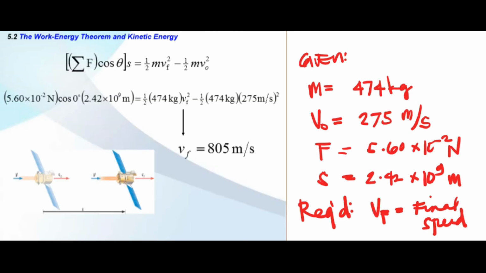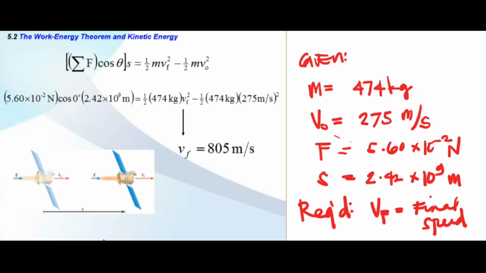Okay. Now, the summation of F cosine theta times the displacement is equal to 1/2 m vf squared minus 1/2 m v initial squared. Now, the summation of forces is 5.60 times 10 raised to negative 2 Newton. Since the force is just parallel to the displacement, then theta is 0 degrees. Cosine 0 degrees is just 1. So, kaya sabi ko sa inyo, kapag 0 ang angle, then cosine theta is just equal to 1. You can already omit cosine 0.